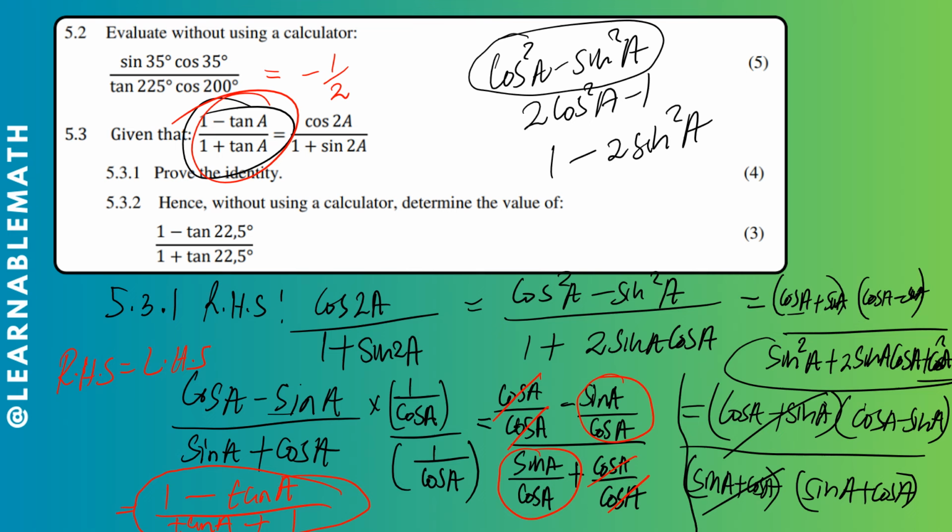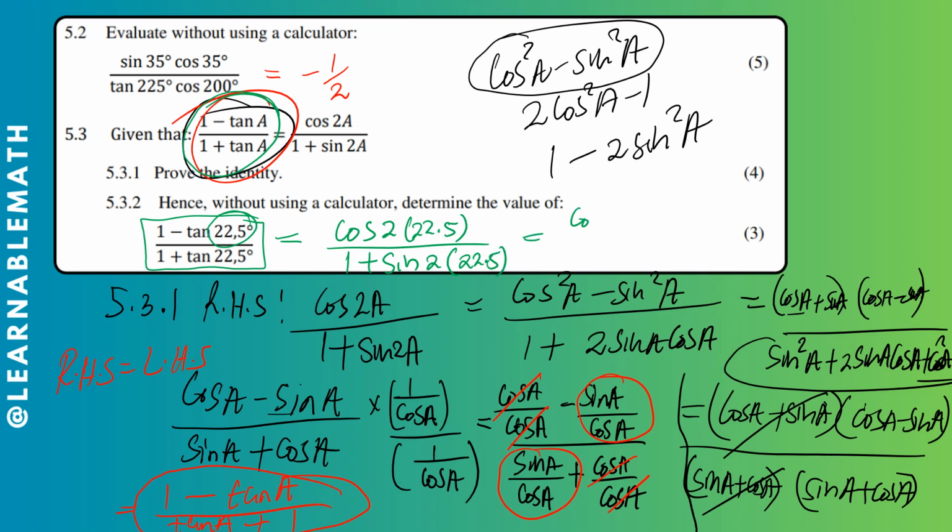You shouldn't even stress. Hence is 3 marks, right? So let me use a green color for this. We already know that this expression, when it's tan, is equal to cos 2A over 1 plus sin 2A. They just doubled the angle. We're going to do the same. We'll say this is the same as cos 2 times 22,5 divided by 1 plus sin 2 times 22,5.